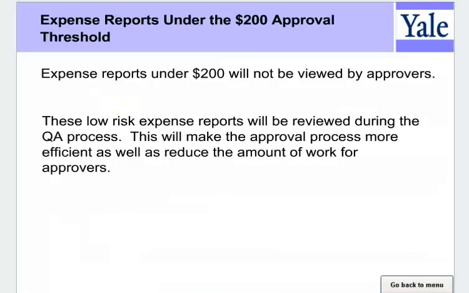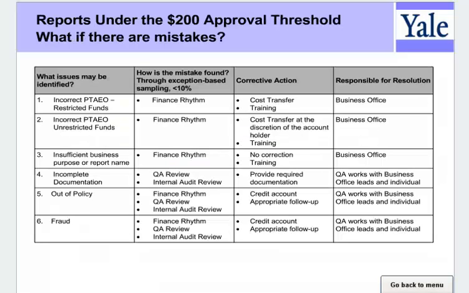One of the changes to policy is that approvers will not review expense reports under $200. Instead, they will be reviewed during the QA process. This will make the approval process more efficient as well as reduce the amount of work for approvers.